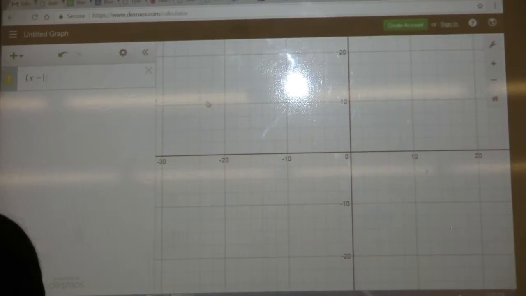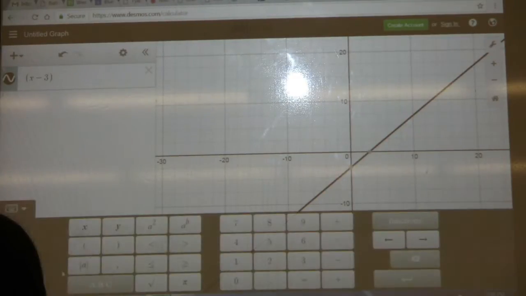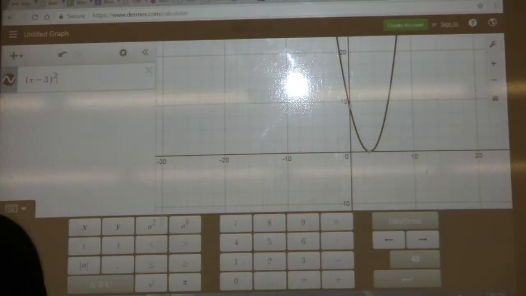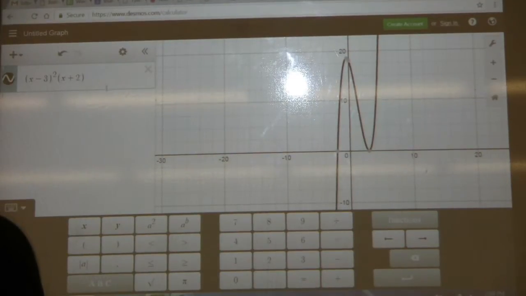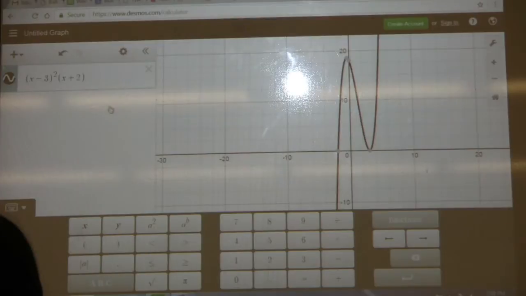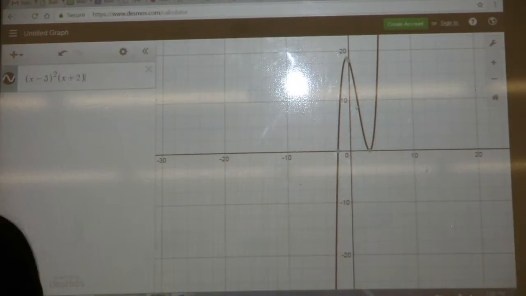minus 3. Can we do this one on the graph too? Yep, you can do it here. Squared, and then it's x plus 2. Okay? And so notice that there's no table here, right? Okay? But you've got your graph, so you know what it does, right?